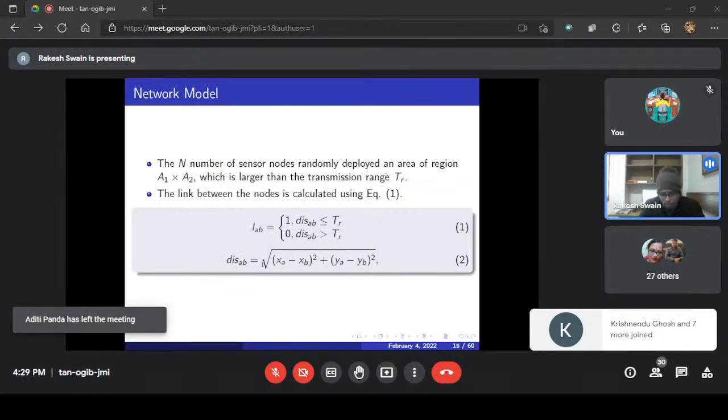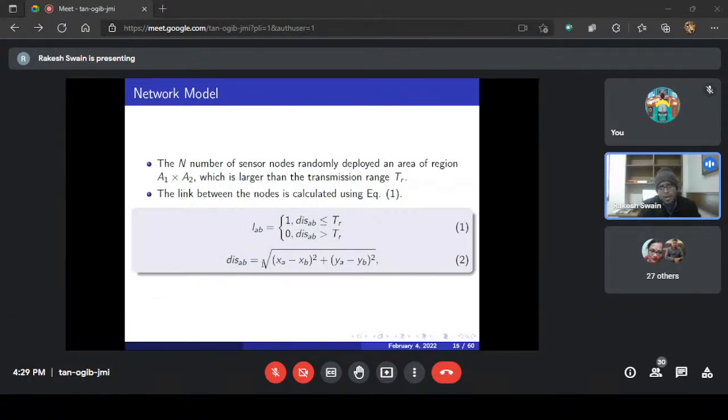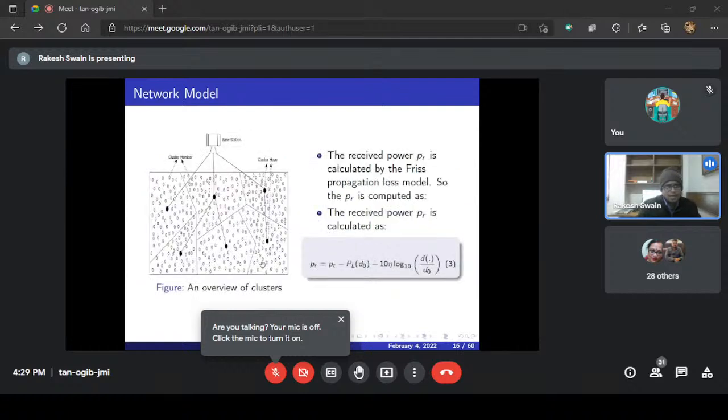Let's take the network model, a very simple one. Whatever number of sensor nodes there are, they are deployed in the region. The link is established if the distance is less than or equal to the transmission range; otherwise, the link is not established. That is the network model, a simple one.